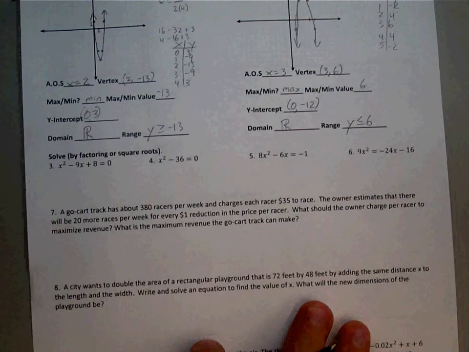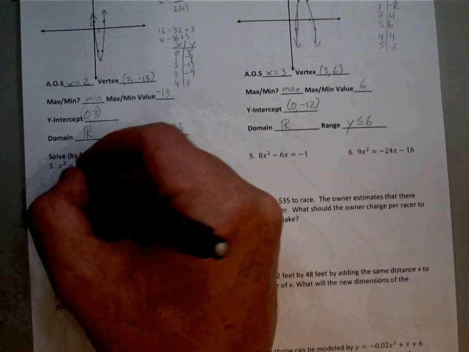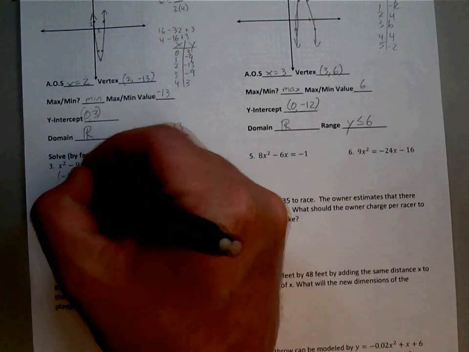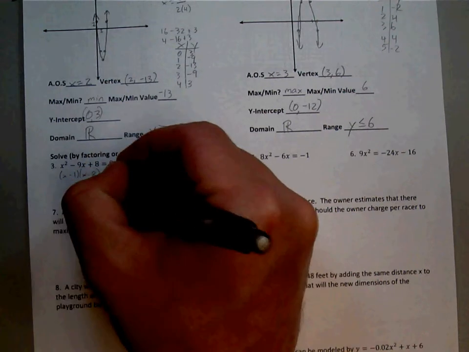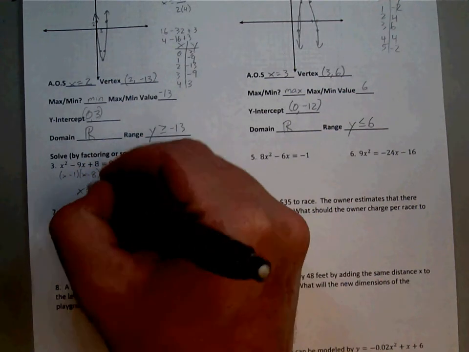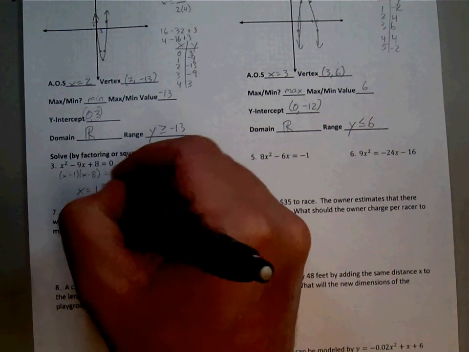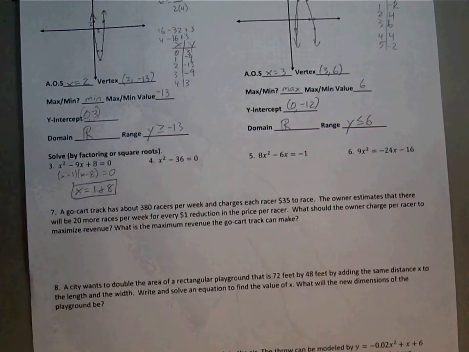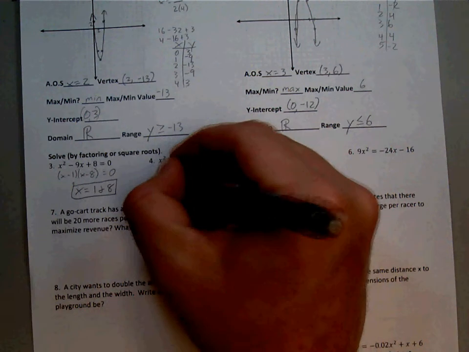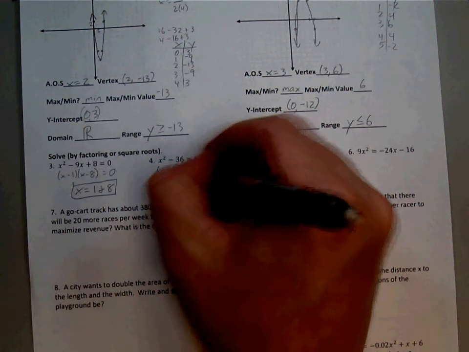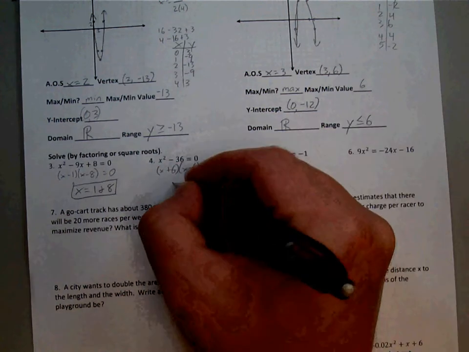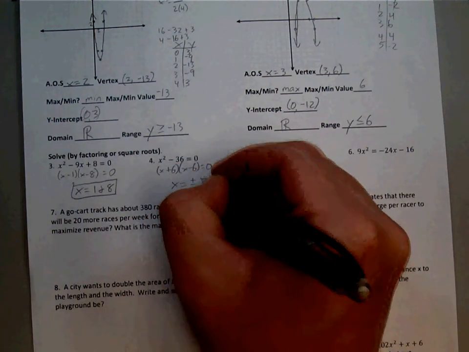We're going to solve by factoring our square roots. This first one looks factorable. x minus 1, x minus 8. So we have to solve, so go the extra step. x is 1 and positive 8. This is a difference of two squares, x plus 6, x minus 6. So we get negative 6 and positive 6, or I could say plus or minus 6.